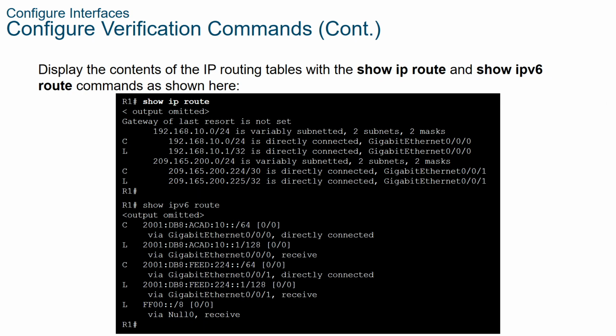Display the contents of IP routing tables with show IP route and show IPv6 route, as we've got here. If you want to see the routing tables on a router, show IP route in privileged exec mode allows us to see that information. We can see it for both IP version 4 with show IP route, and IP version 6 with show IPv6 route, which gives us the IPv6 routing table.